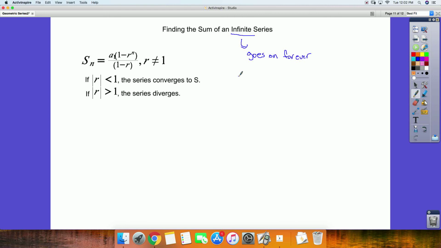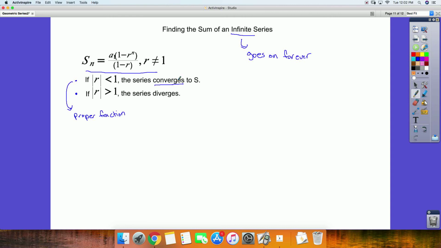So if you look over here, we've taken our rule, but now we've added these two parts to it. If the absolute value of your rate is less than 1, meaning it's a fraction, and by fraction it needs to be a proper fraction, it can't be improper because then it's greater than 1, then that means the series converges to S.